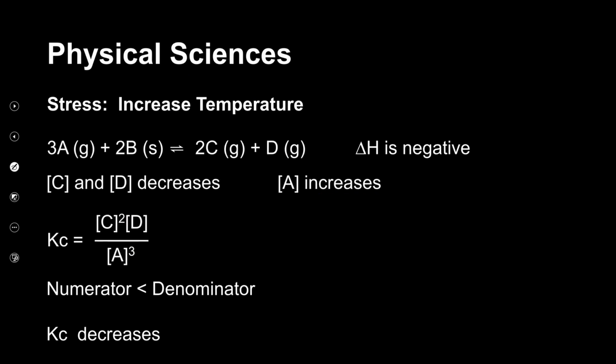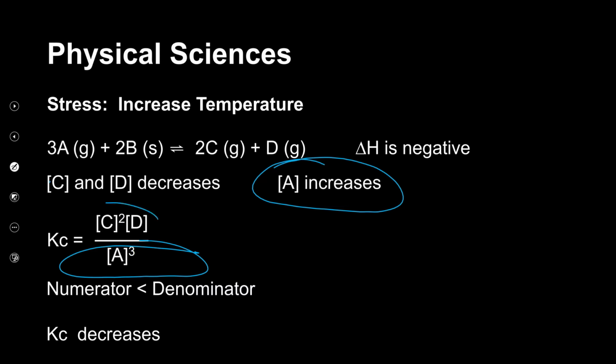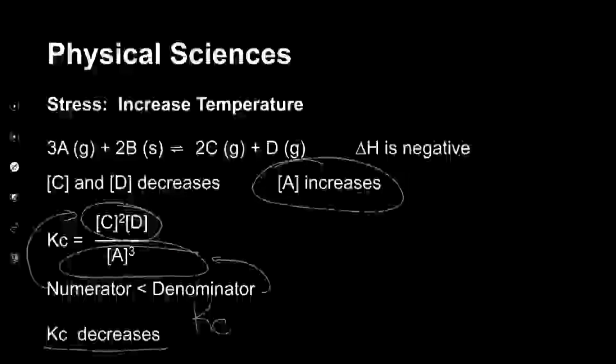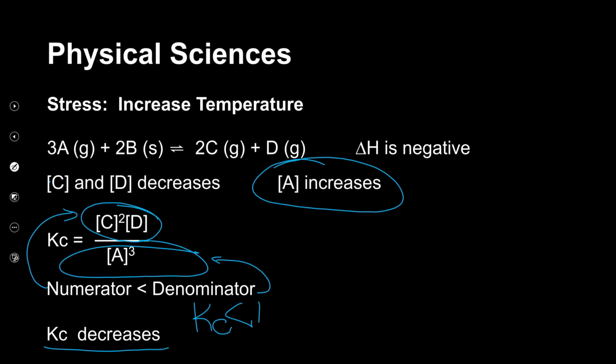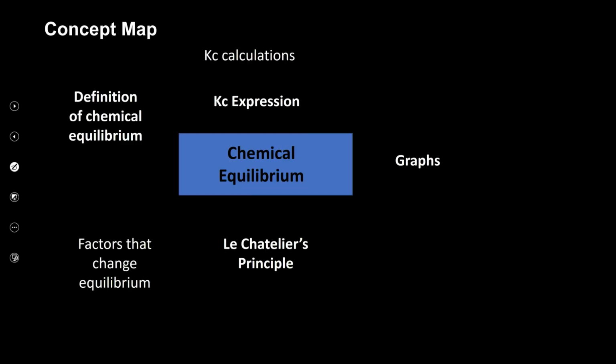Now, if we go and look at the increase of A and the decrease of C and D, and we link that and substitute that into Kc, we see our numerator is smaller than our denominator, meaning that Kc will have a value smaller than 1. And that brings us to the end of this session. Thank you for your time.